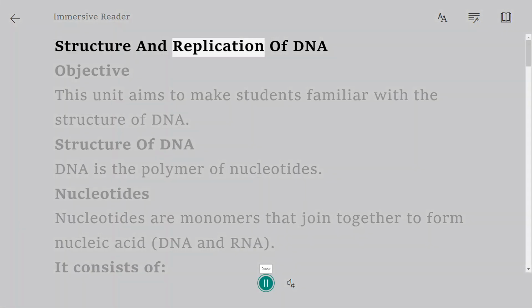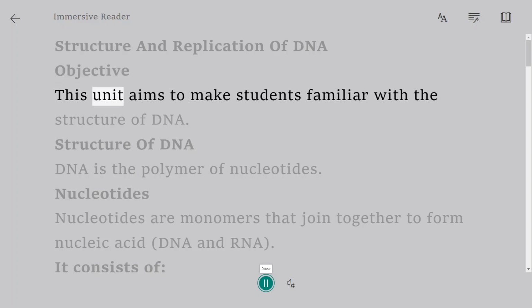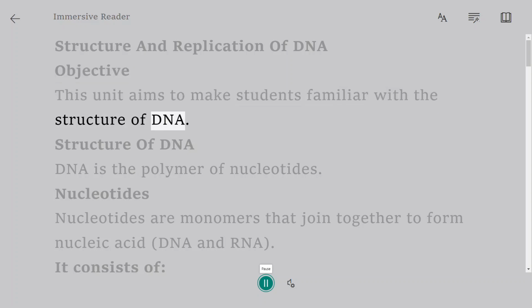Structure and replication of DNA. Objective: this unit aims to make students familiar with the structure of DNA. Structure of DNA. DNA is the polymer of nucleotides.